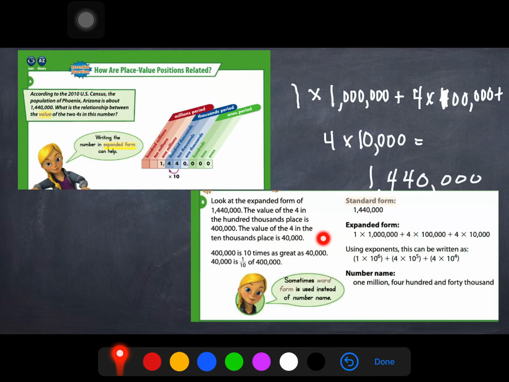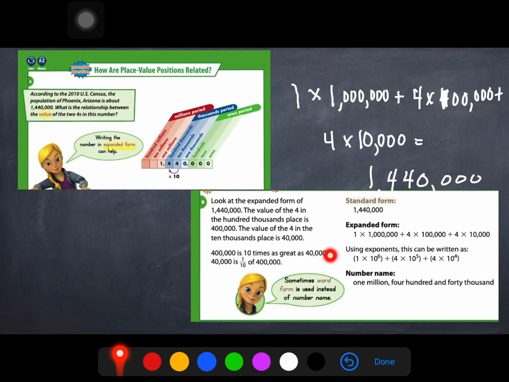The expanded form that we just did together is written as above, and it's also written this way right here. Digit times the place value. 4 is the digit. 100,000s is the place value. So when we do expanded form here in 5th grade, it's going to be digit times the place value.